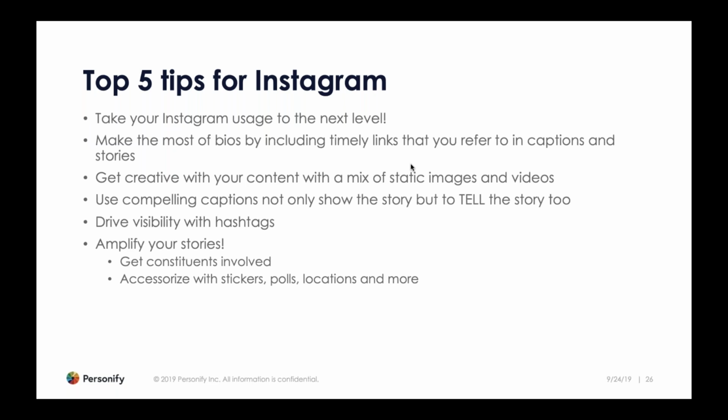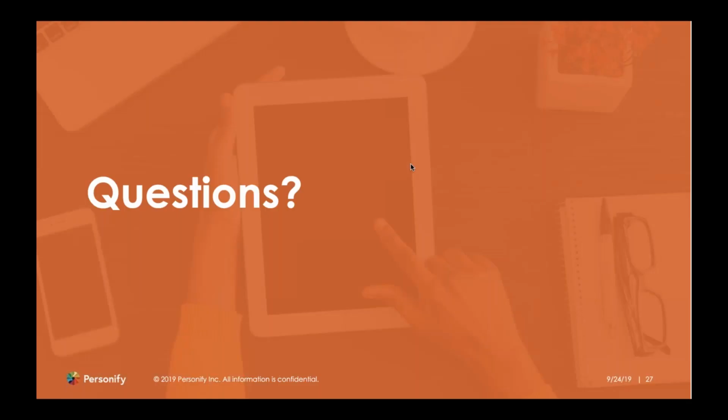And then amplify your stories. Get your constituents involved. Instagram Stories is a super cool feature. They've made it a lot of fun to go in. You can add, again, gifs and locations. You can share the stories from your constituents. Take advantage of that opportunity. It's probably not where I would start, but take advantage of the opportunity when you're ready, and I think you'll really see Instagram engagement soar.